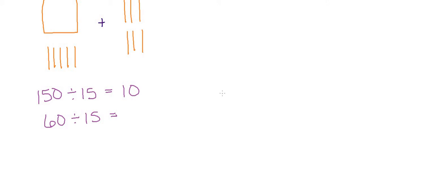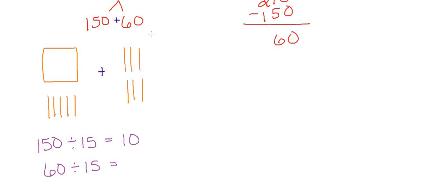If you notice up here, I wrote these in 30s, and I did that on purpose. So that's 30, and that's 30. What's 30 divided by 15? We probably know that part. 30 divided by 15 is 2. Let me go ahead and write it in numbers for you.